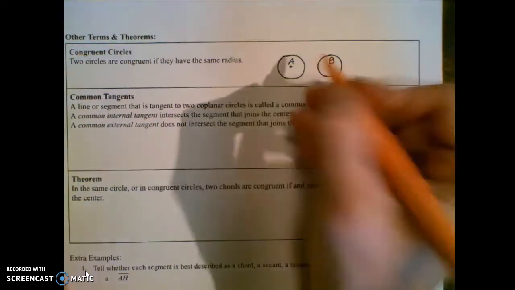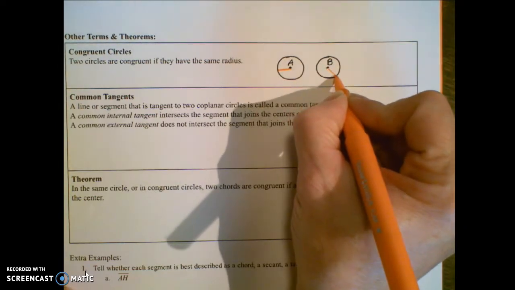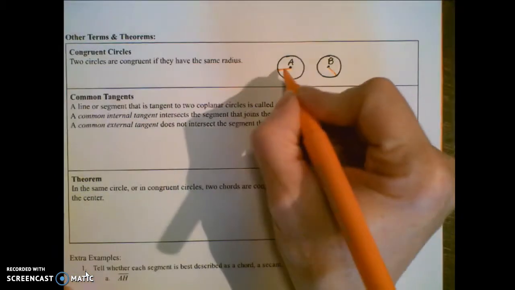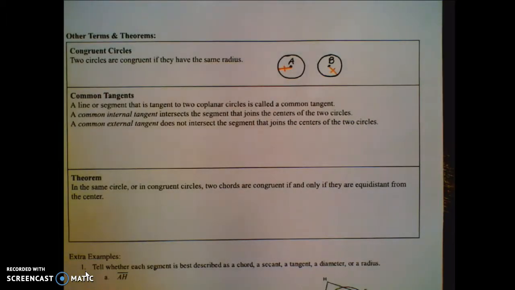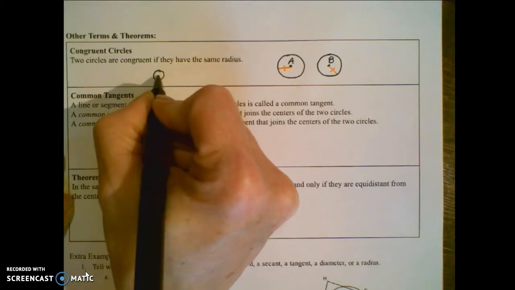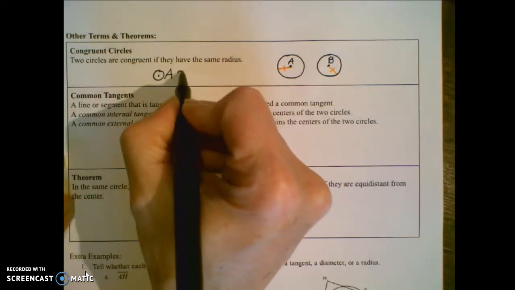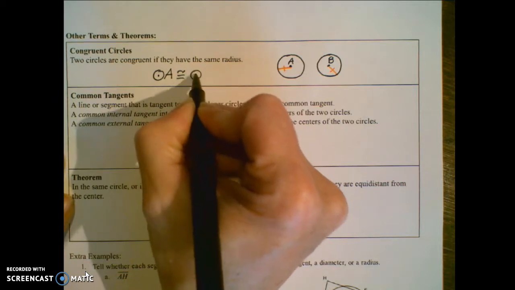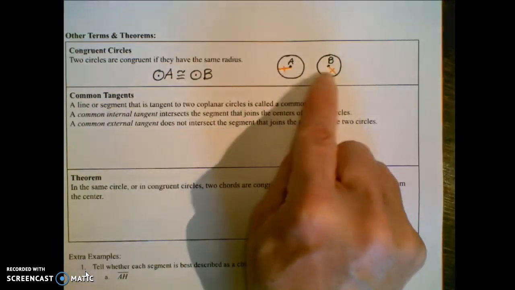In other words, if I draw a radius in circle A, and I draw a radius in circle B, they don't have to be in the same position. They do have to have the same length. So in other words, these would have to be congruent to each other. If they are congruent to each other, if they have the same radius, then we say the circles are congruent. And we write that congruent statement by saying circle A, remember how we name a circle, draw the little symbol and write the letter, is congruent to circle B. And there again, draw the symbol, write the letter. And that's what indicates that circle A is congruent to circle B because their radii are the same length.